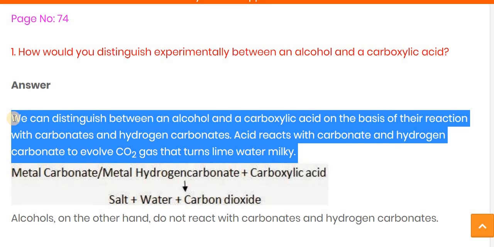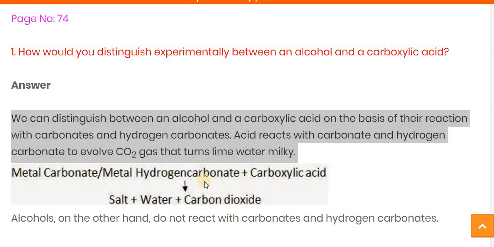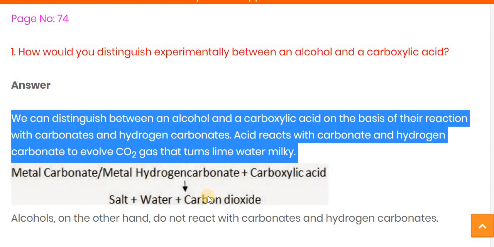Acid reacts with carbonate and hydrogen carbonate to evolve CO2 gas, which turns lime water milky. So here you can see that if a metal carbonate or a metal hydrogen carbonate reacts with the acid, meaning the carboxylic acid, it forms a salt, water and carbon dioxide. And this carbon dioxide reacts with the lime water and turns it milky. So we can say that in this reaction we are using the carboxylic acid.